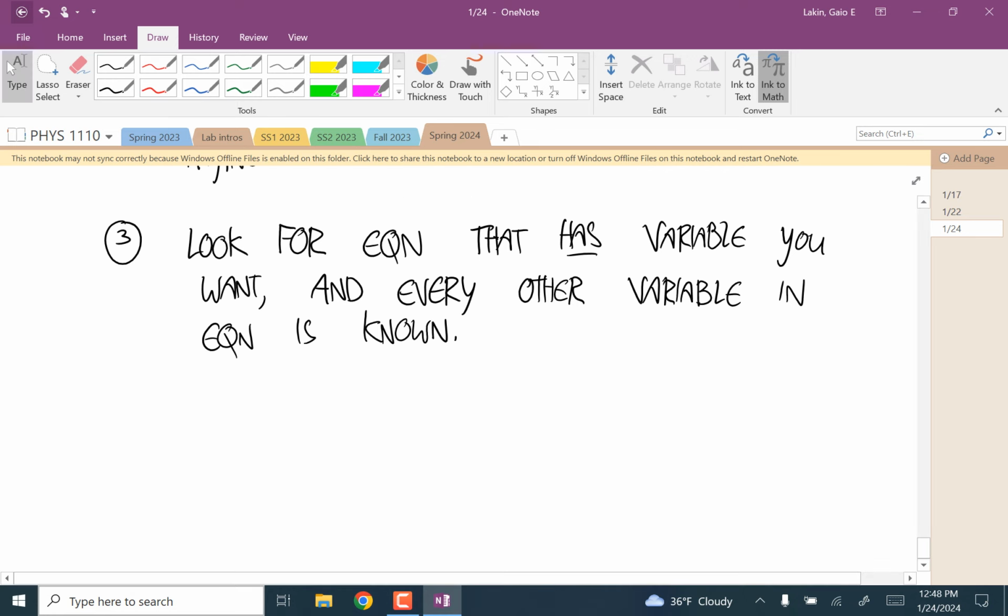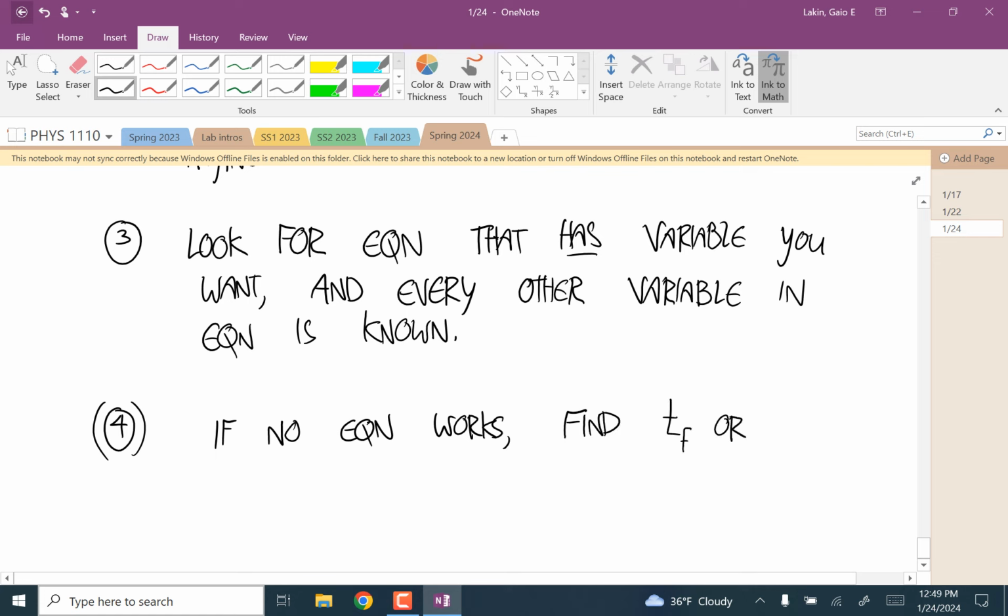Sometimes you can't find an equation that works, and so I'm going to put this fourth step in parentheses. If you're lucky, you don't have to do this, but if no equation works, then instead try to solve for either time final or acceleration. And then go back to step 2 and try again.